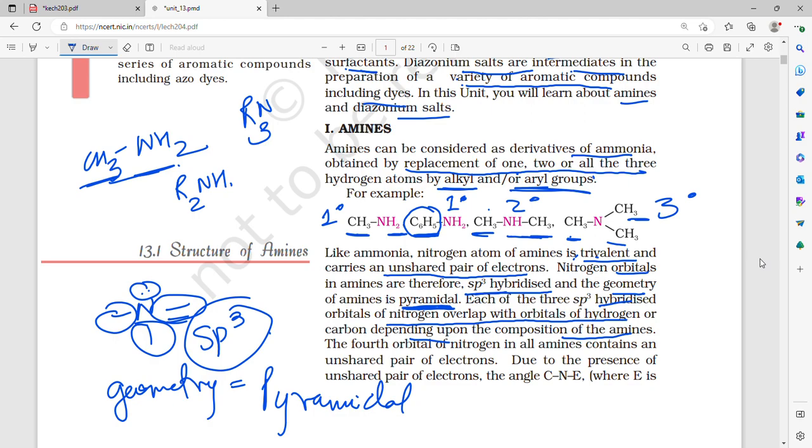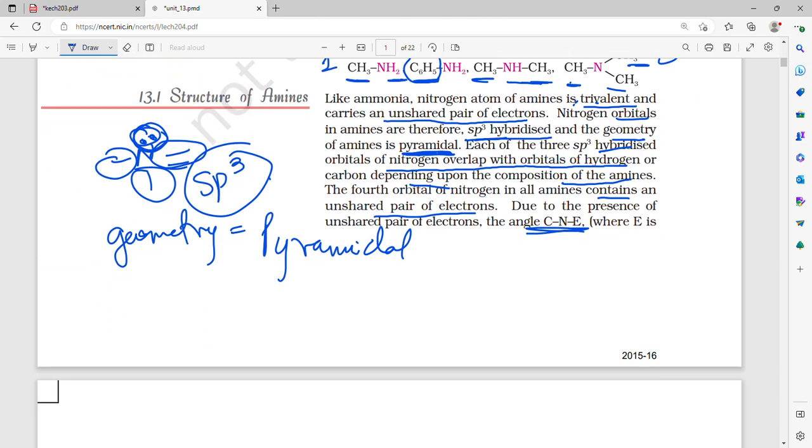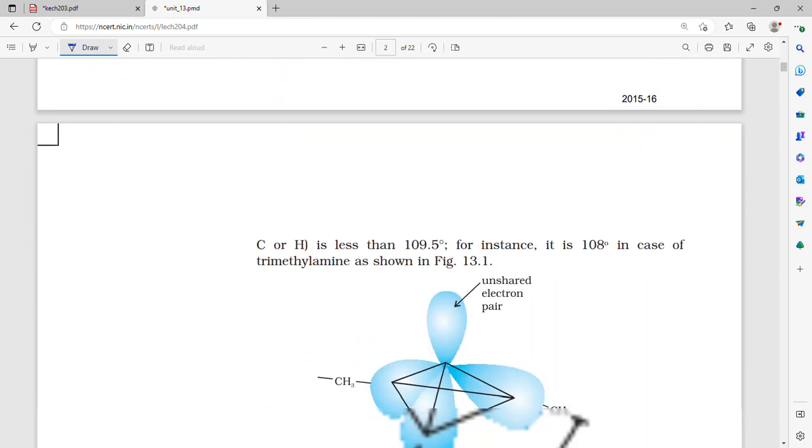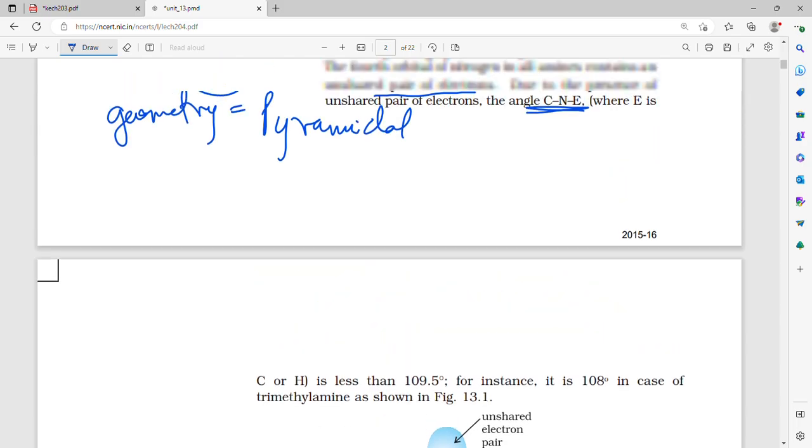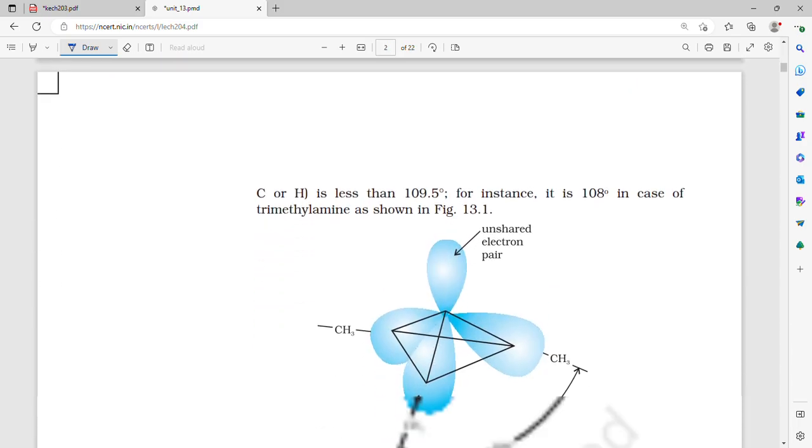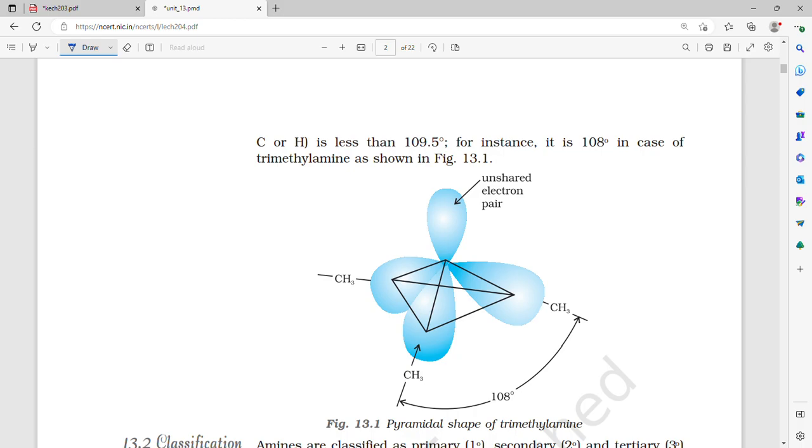The fourth orbital of nitrogen in all amines contains an unshared pair of electrons. Due to the presence of this unshared pair of electrons, the angle CNE, where E is either carbon or hydrogen, is less than 109.5 degrees. For instance, it is 108 degrees in the case of trimethylamine.